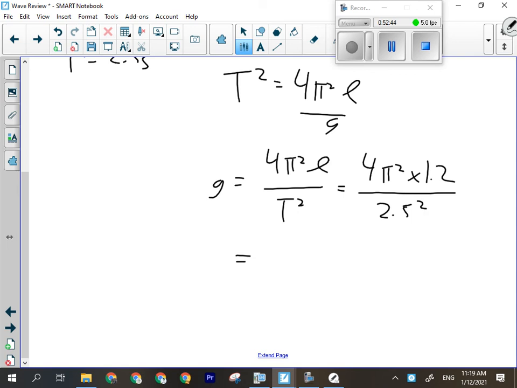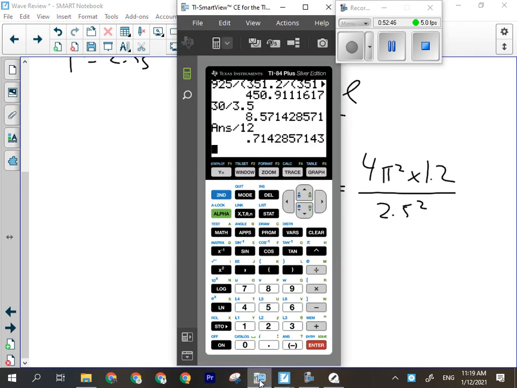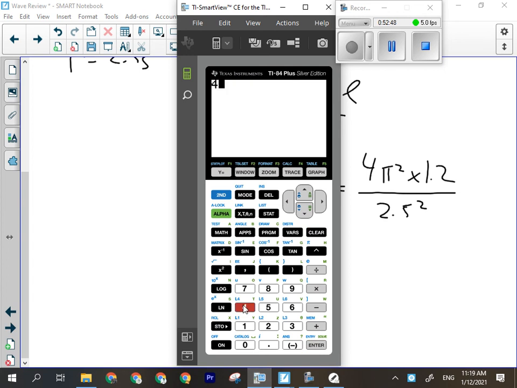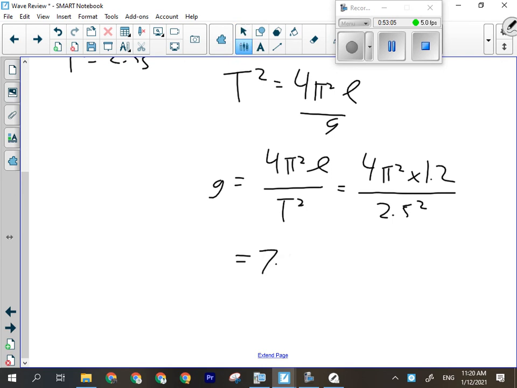The most common mistake there is forgetting to square the 2.5. So we've got 4 pi squared times 1.2 divided by 2.5 squared. So acceleration due to gravity there is 7.6 meters per second squared. Okay. What else? Conservation of energy one? Okay.